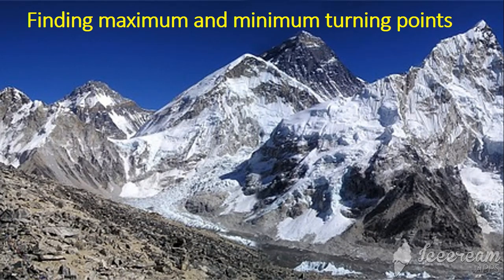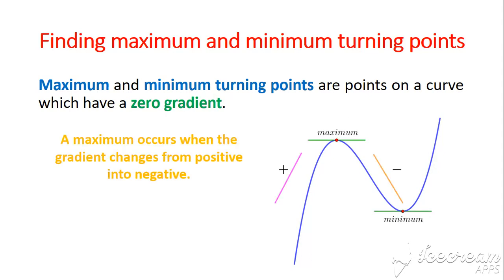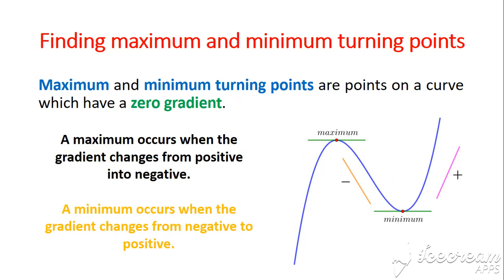In this video, we're going to turn our attention to how to find maximum and minimum turning points. Maximum and minimum turning points are points on the curve which have a zero gradient. A maximum occurs when the gradient changes from a positive gradient into a negative gradient. It's the maximum turning point. And a minimum occurs when the gradient changes from a negative gradient back into a positive gradient, and we say it's a minimum turning point.